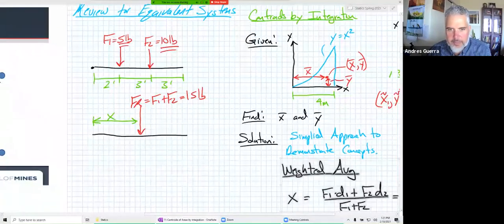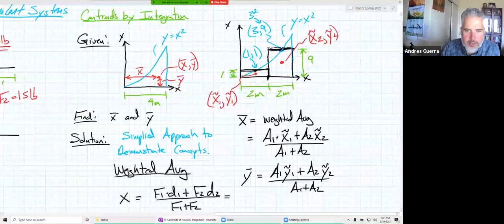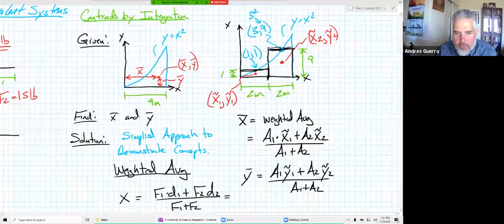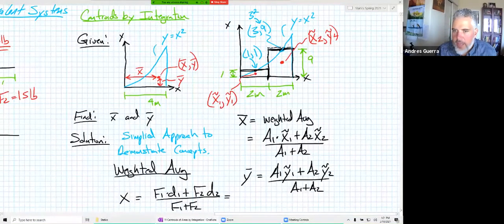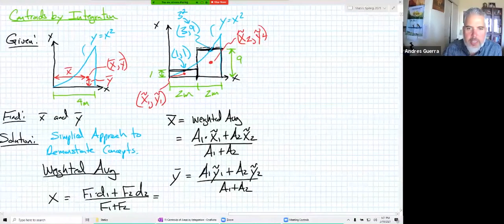And if I go back here and grab, what did we do with the forces? We did exactly the same thing, didn't we? Instead of an A1, we have an F1. Instead of a D1, we have a y tilde 1 or an x tilde 1. So it's exactly the same approach as we did with the equivalent systems stuff.